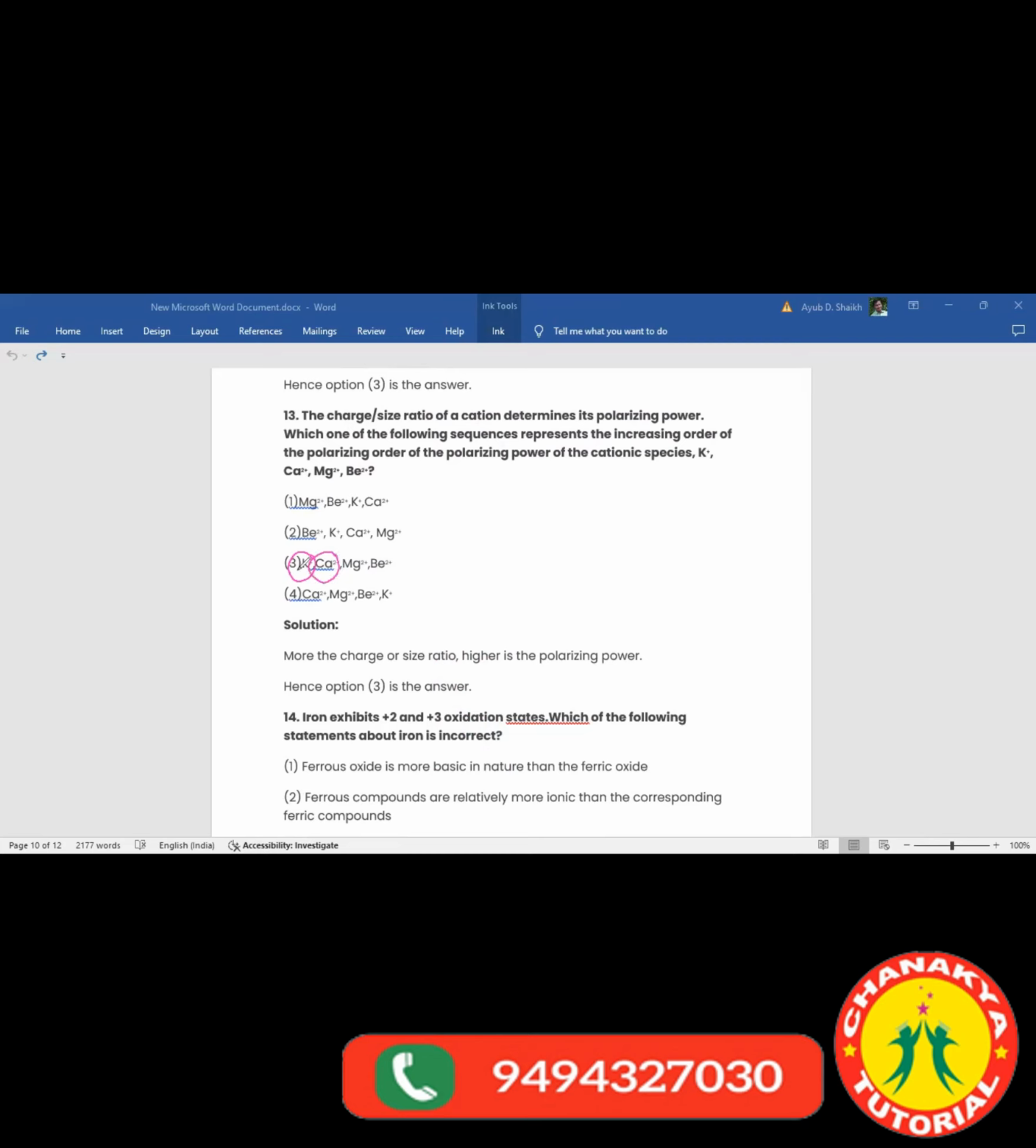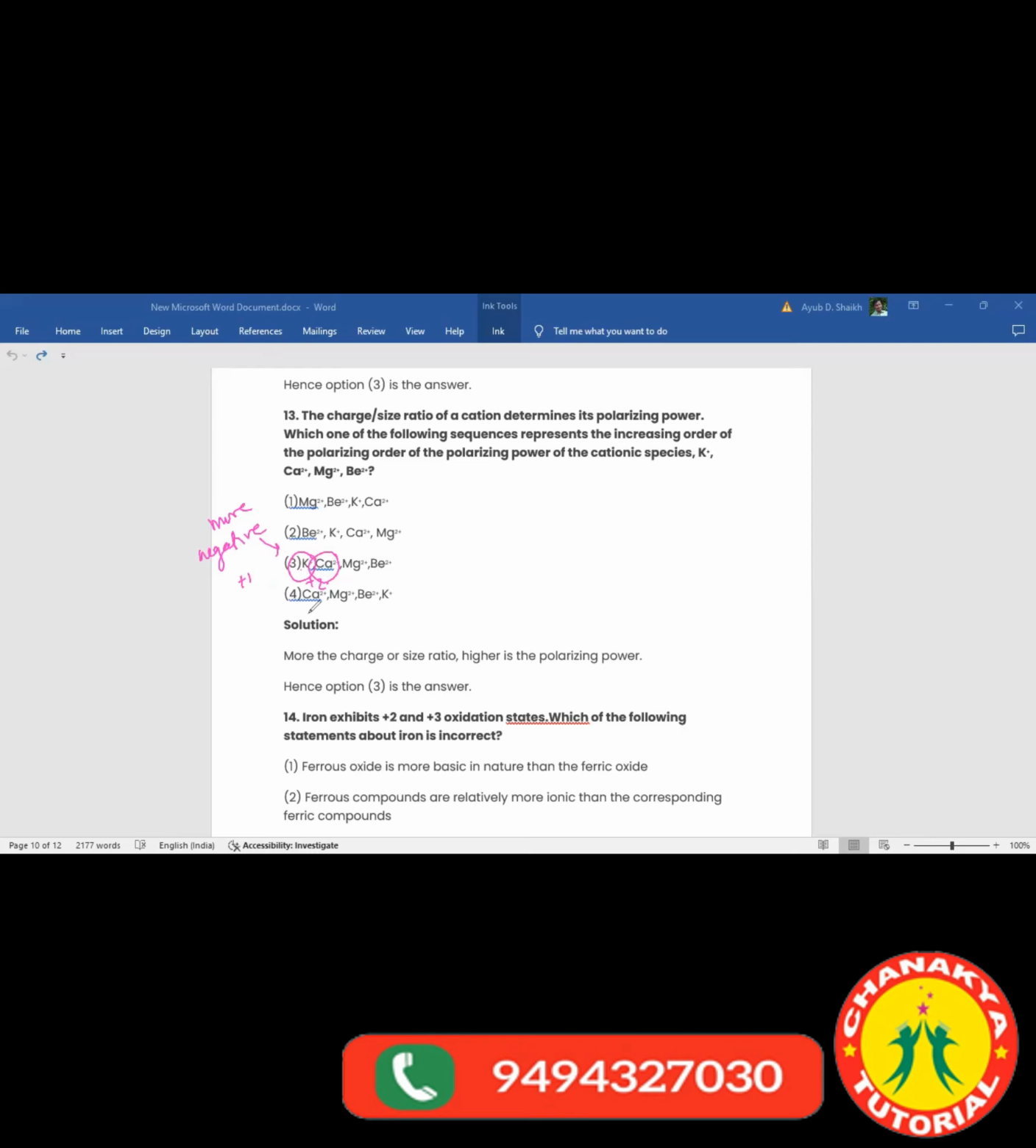Why is it so? Because in the potassium, only one electron has been removed, right? And in calcium, two electrons are removed. Means potassium has a lesser positive charge as compared to calcium, because here only one electron has been removed and here two electrons have been removed, right? So the greater charge means a smaller radius, right?